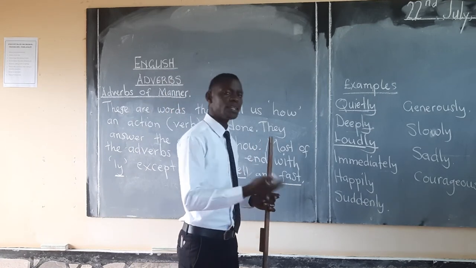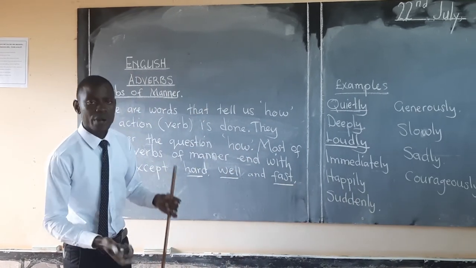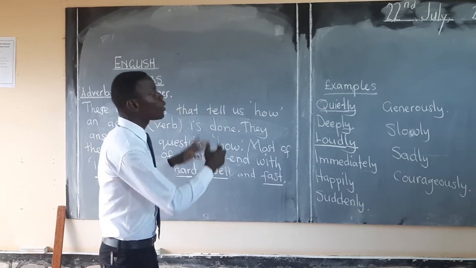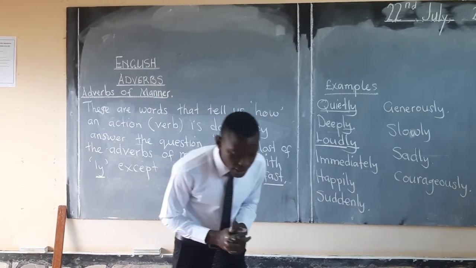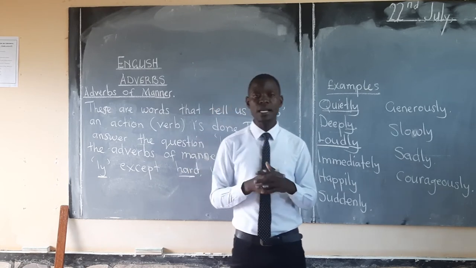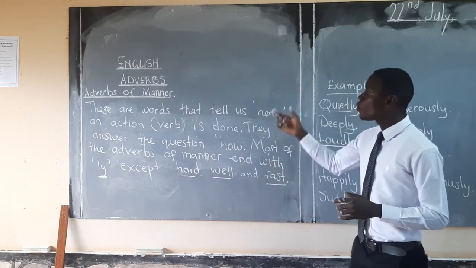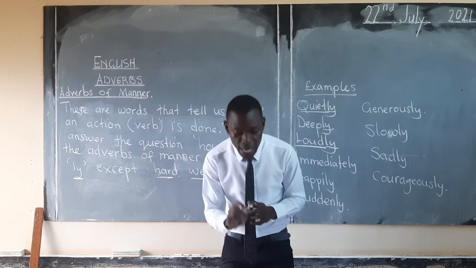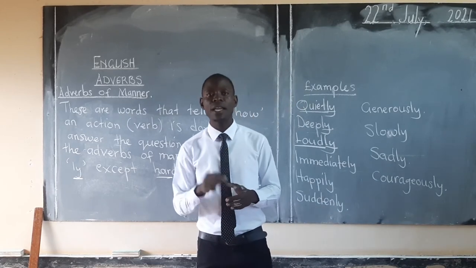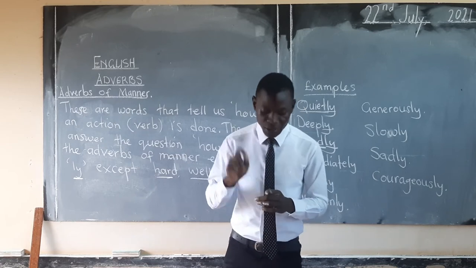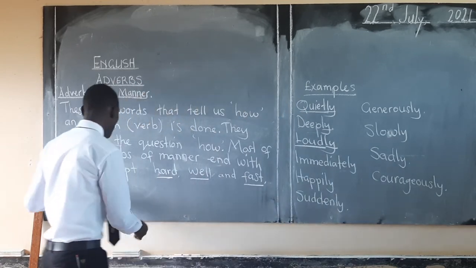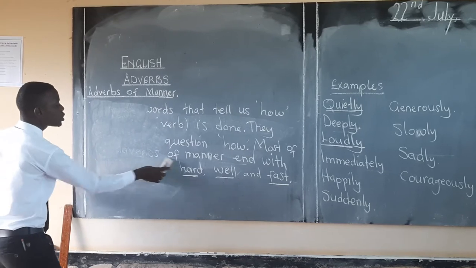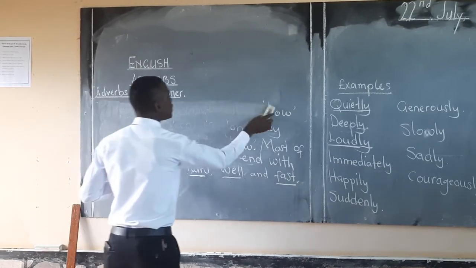Now, the next thing we're going to look at is, who can try to construct a sentence involving a word which is an adverb of manner? So here I'm going to give you one example of a sentence where I'm going to use one adverb of manner. We can say, the teacher fell down rather awkwardly. I'm going to write a sentence here so that it includes the word which is an adverb of manner.